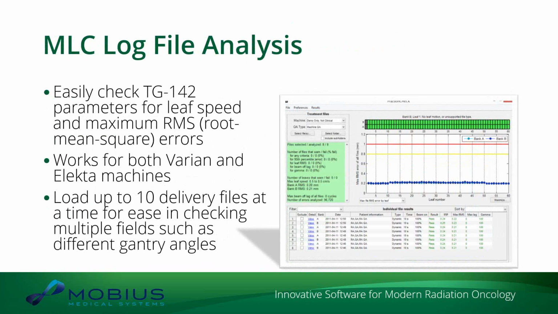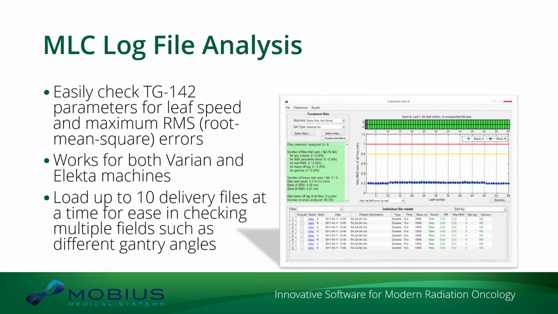MLC log file analysis. As I mentioned, we are the only software I know of that has this capability, and this allows you to easily check the TG-142 parameters for leaf speed and also the maximum root mean square errors that are recommended to be checked on, I believe, a monthly or yearly basis, I can't remember off the top of my head, but very easy to do here. This works for both Varian and Elekta machines. We actually worked with Elekta to create a piece of software that will automatically grab the log information from the Elekta machines and create a readable log file that our software then will analyze.